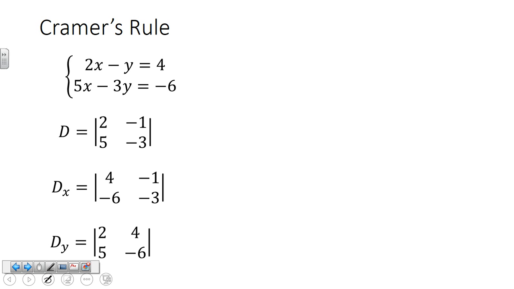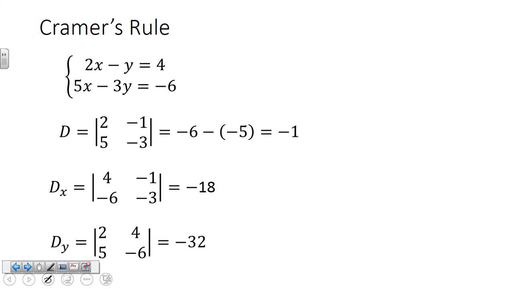Now remember, for a 2x2 matrix, to find our determinant, we take the product of the primary diagonal minus the product of the secondary diagonal. So when we do that for D, we get a determinant of -1. When we do that for D sub X and D sub Y, we get -18 and -32.